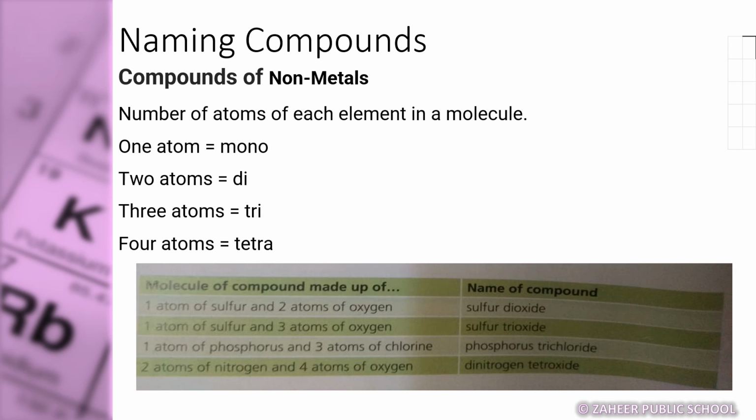If you have a molecule composed of one carbon atom and one oxygen atom, the compound name would be carbon monoxide. For the molecule consisting of one carbon atom and two oxygen atoms, the name would be carbon dioxide. If you have one atom of sulfur and three atoms of oxygen, the name would be sulfur trioxide. And if you have two atoms of nitrogen and four atoms of oxygen, the name would be dinitrogen tetroxide.